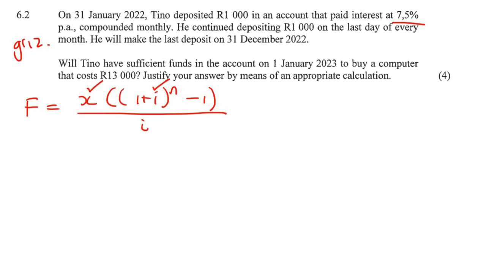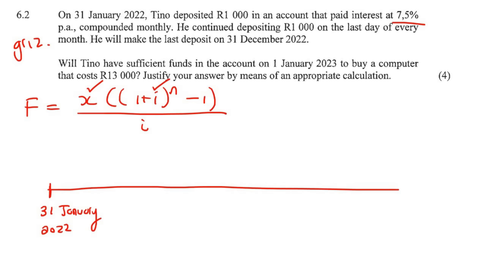So on 31 January, Tino deposits 1,000 Rand. So 31 January 2022. And then it says that he continues depositing on the last day of every month. So that's going to be end of February. End of Feb. I'm just going to say March, but you get that I mean the end of March. End of March. End of April.